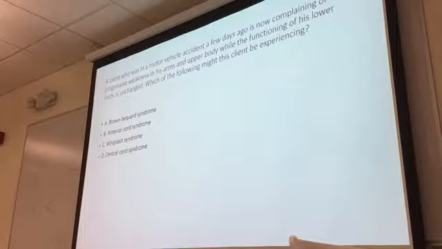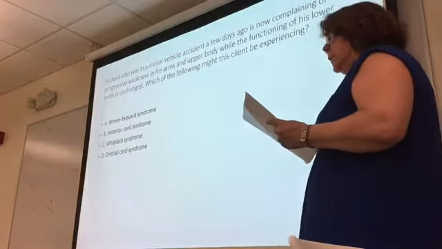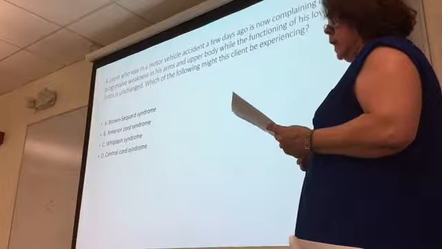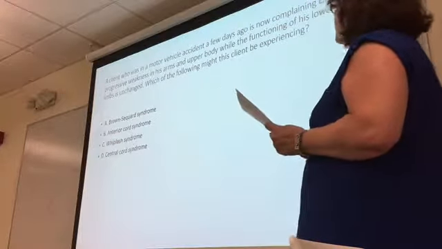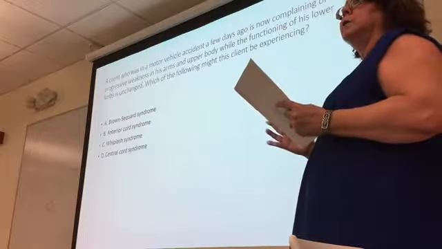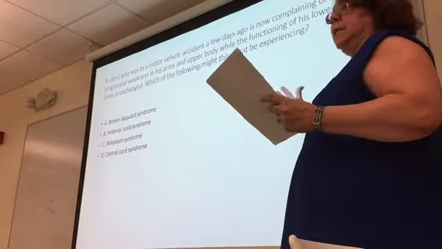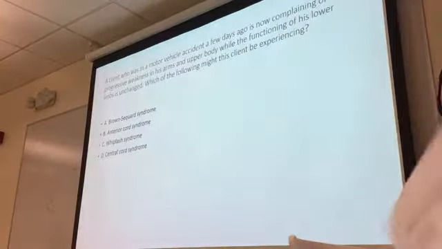A client who was in a motor vehicle accident a few days ago is now complaining of progressive weakness in the arm and upper body while the functioning of the lower limbs is unchanged. Which of the following might the client be experiencing? So this is someone who can walk to the bathroom but can't take the pants down. D is correct. The central cord injury. Center of the spinal cord is injured.